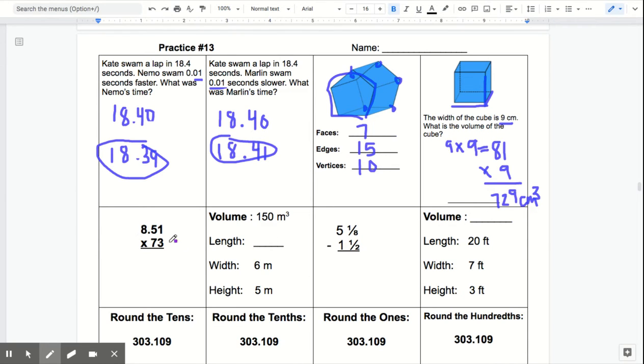Next one, bigger multiplication problem. 3 times 1 is 3. 3 times 5 is 15. Carry the 1. 3 times 8 is 24. Plus 1 is 25. Remember, we always got to drop the 0. 7 times 1 is 7. 7 times 5 is 35. 7 times 8 is 56. Plus that 3, which gives me 59.